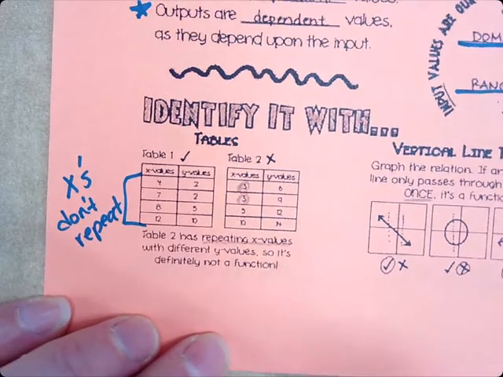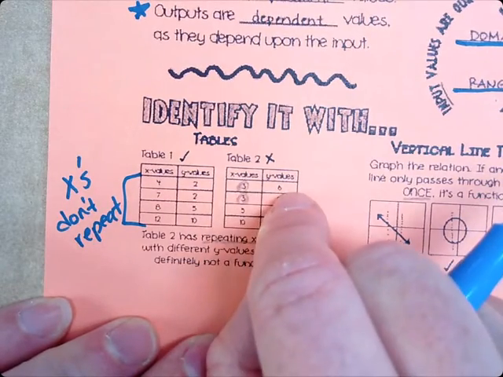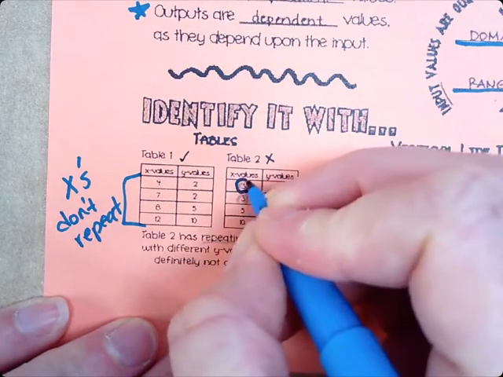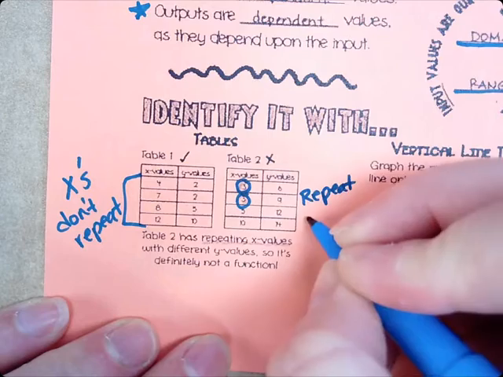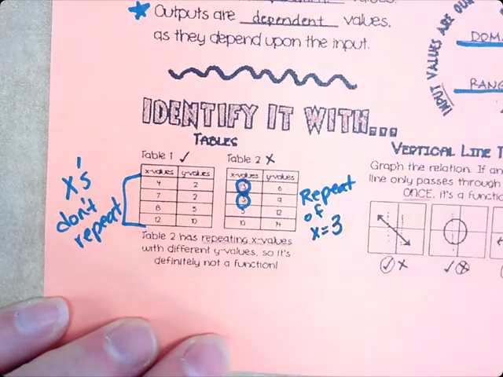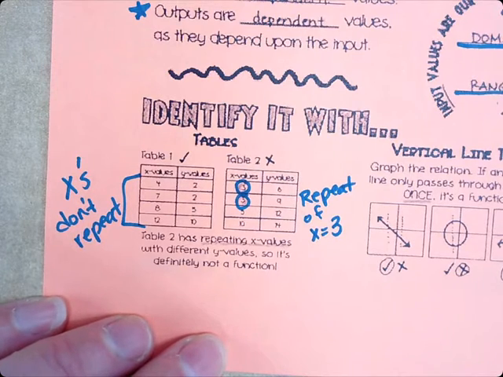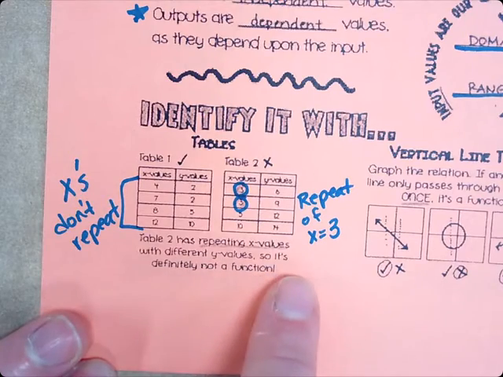When we look at table 2, we have x values 3, 3, 5, and 10. And this 3 is with 6, and this 3 is with 9. X values repeat. So I put on there repeat of x equals 3. If the x values repeat, it is not a function. Table 2 has repeating x values with different y values, so it's definitely not a function.